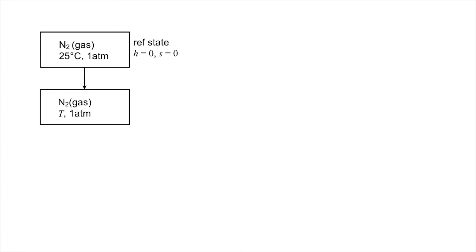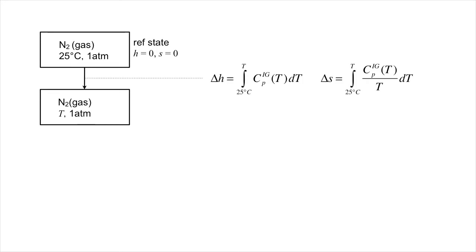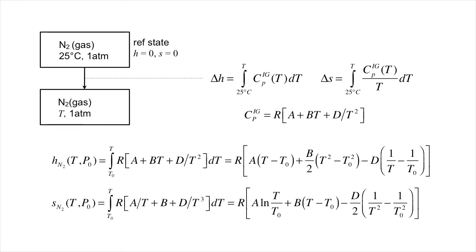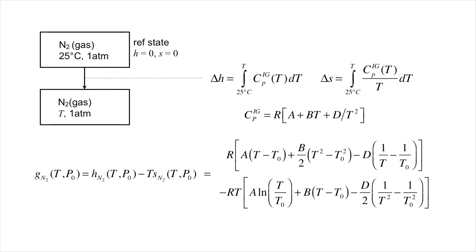Let's start with nitrogen. It's an element, so adopting a reference state of 25 degrees C and 1 atmosphere, our hypothetical path only has one leg, heating from temperature T0 to T. As we've discussed, this involves integrating the ideal gas heat capacity at a constant pressure of 1 atmosphere. Looking up the correlation for Cp ideal gas in Appendix A22 of our text, we have three terms, A, B, and D. These can be readily integrated to obtain expressions for H and S of nitrogen. G of nitrogen is then given by H minus TS.